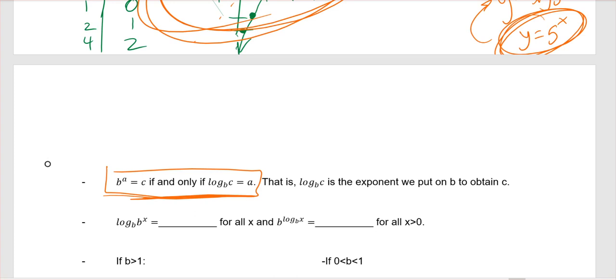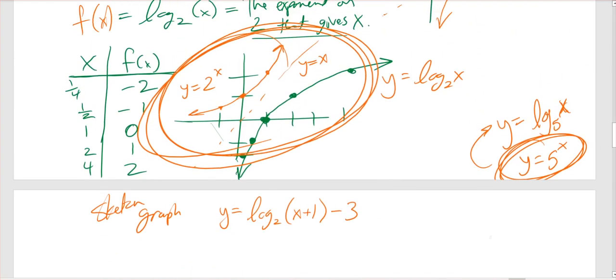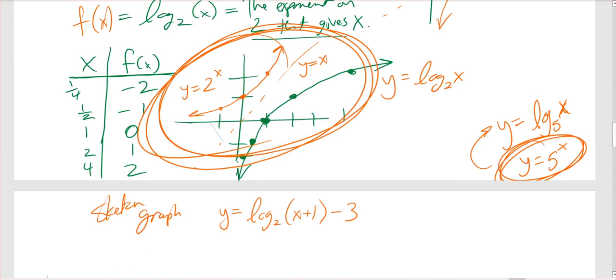So going back to the drawing graphs, let's sketch a graph of, let's have something that's a little complicated. So maybe y equal log base 2, and then let's have x plus 1 minus 3. So if we think about this with our transformations, and we probably should, the picture here is going to look just like that one, isn't it? But we're going to move it left 1 unit, and we're going to move it down 3 units.